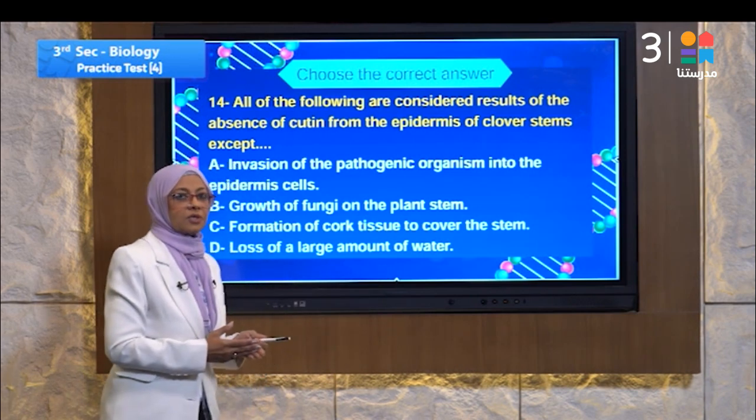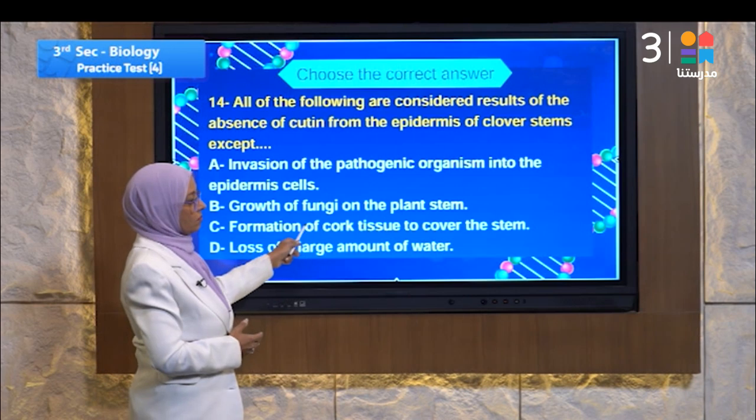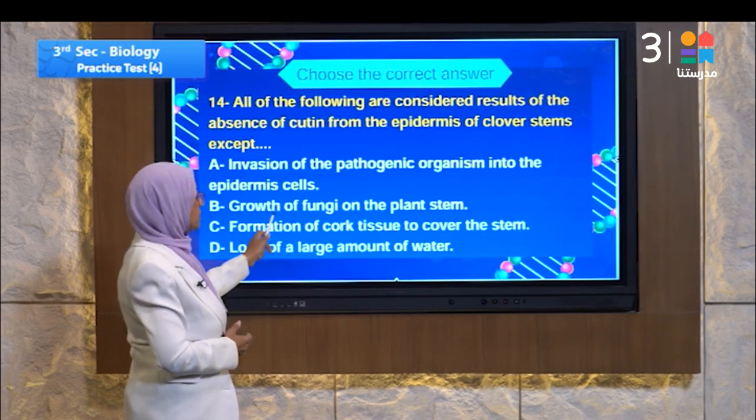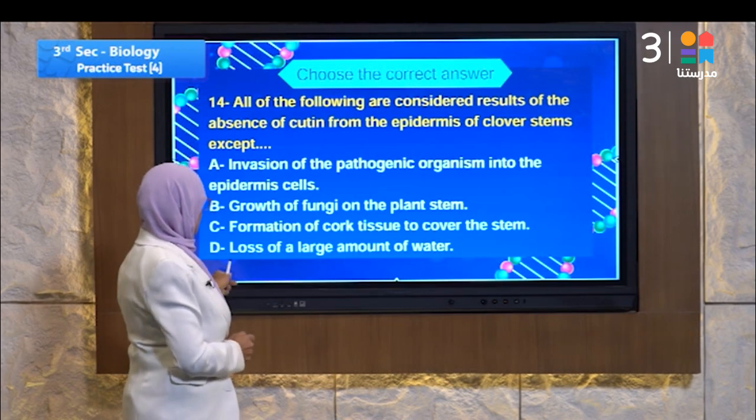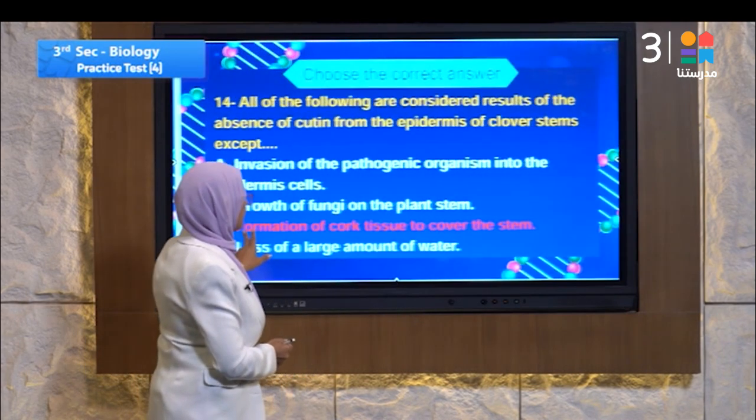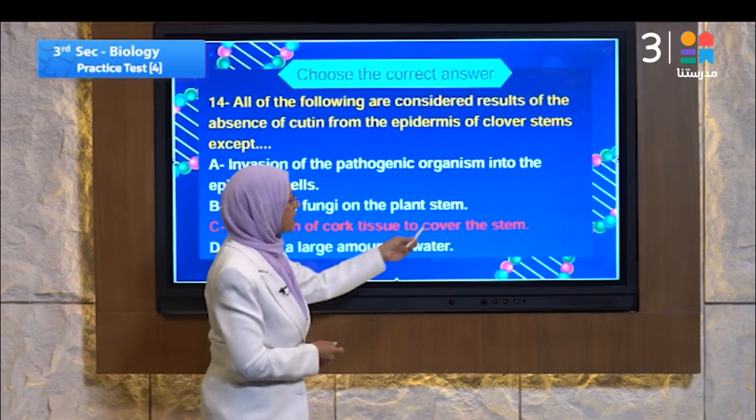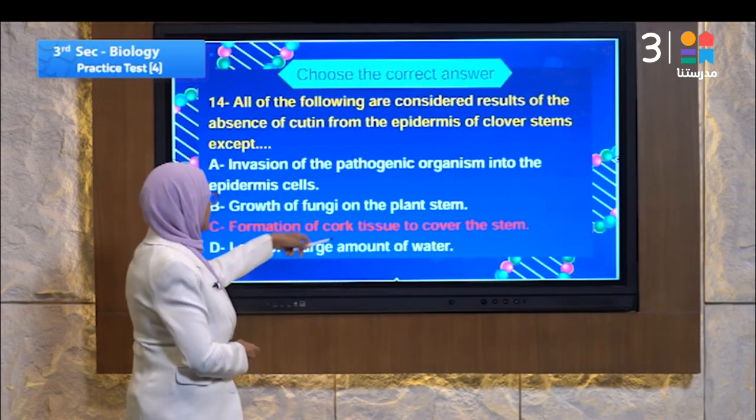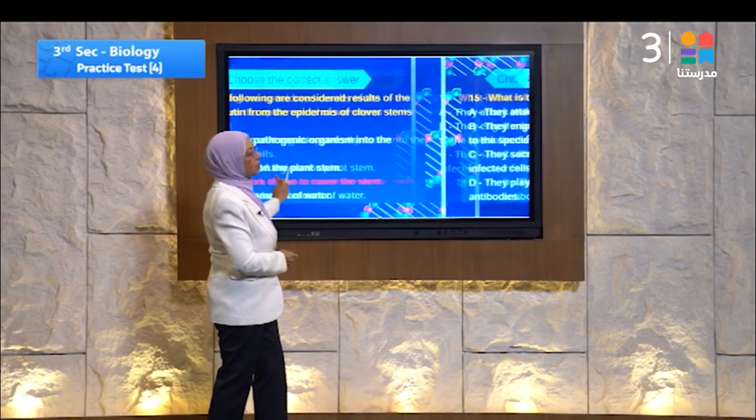Oh, here. Does the clever stem have a cork? No, it will not have a cork because it's not a woody stem. It's a herb stem. Number D, loss of a large amount of water. So the answer must be number C, formation of cork tissue to cover the stem. There is no formation of cork in the clever stem because it's not a woody stem.